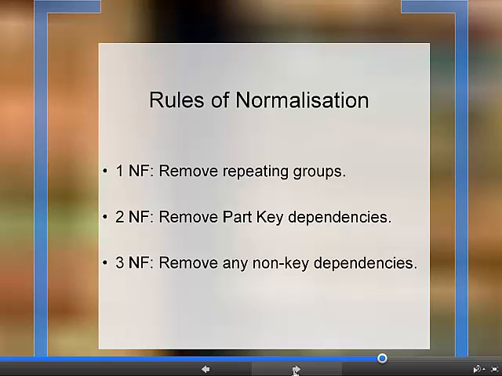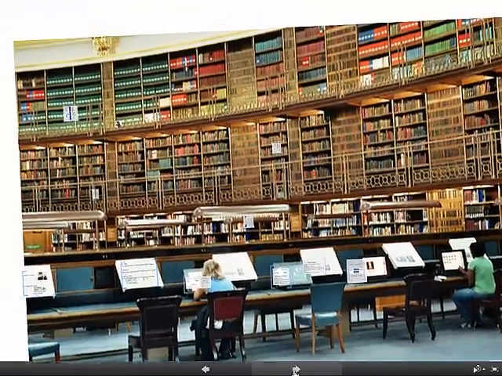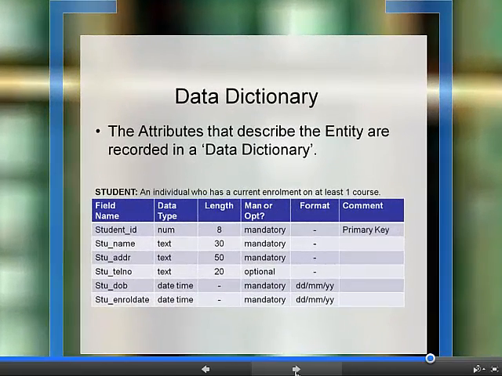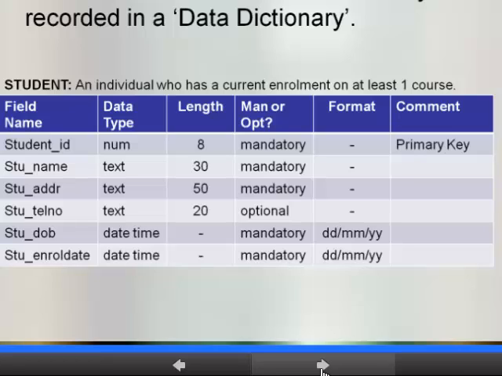I'm not, however, going to leave attributes. I want to talk finally a bit about a thing called a data dictionary. And the data dictionary is where we record the attributes that belong to an entity. In the example I've got here, we have a student, and I've given the student a dictionary-style definition: an individual who has a current enrollment on at least one course.